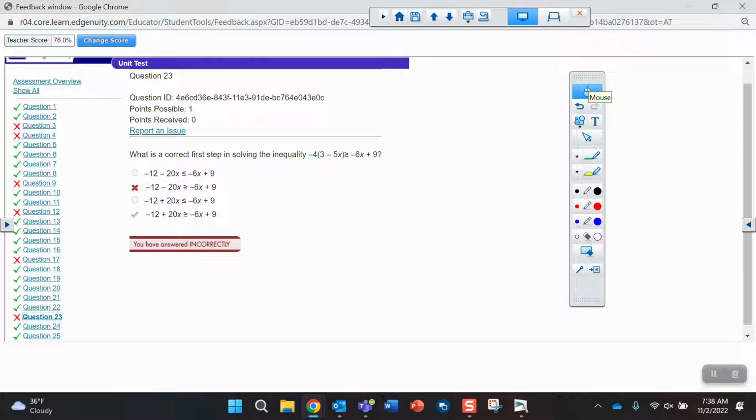23, what is the correct first step in solving the inequality? It looks like they're trying to get you to do the distributive property first. So when we multiply, we get negative 12 plus 5x. Remember that the negative 4 and that subtraction sign create subtracting a negative, and that is the same as adding a positive. I usually just tell my students, treat that 5 as if it's negative, so a negative times a negative is a positive, and it's this bottom answer down here.